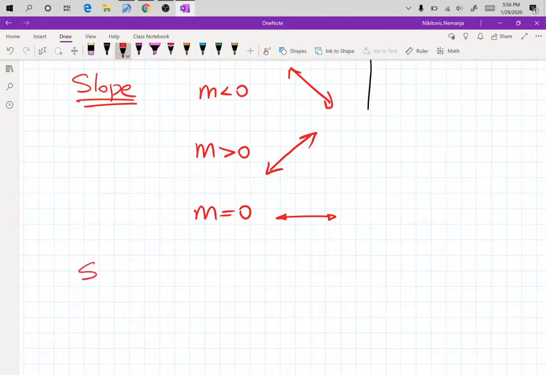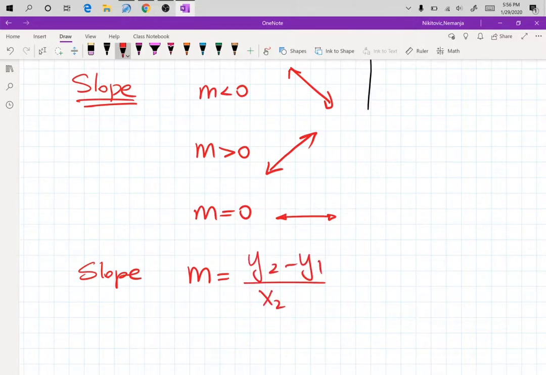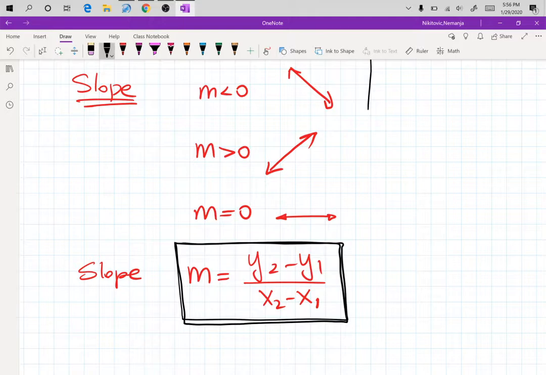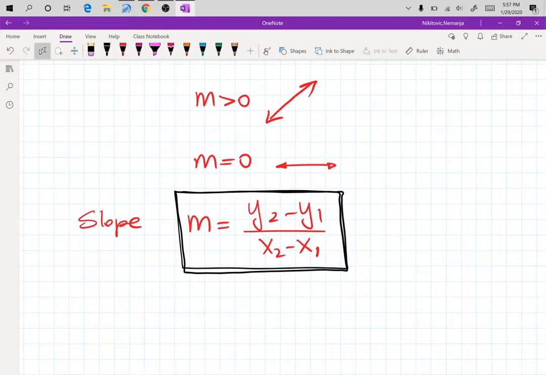Slope has the formula of y2 minus y1 over x2 minus x1, which will get us to calculate problems for 1.5, which is what we are aiming for. This formula is important because we are going to change this formula into what we need for pre-calc. Not yet, give me a little bit of time before we get there.